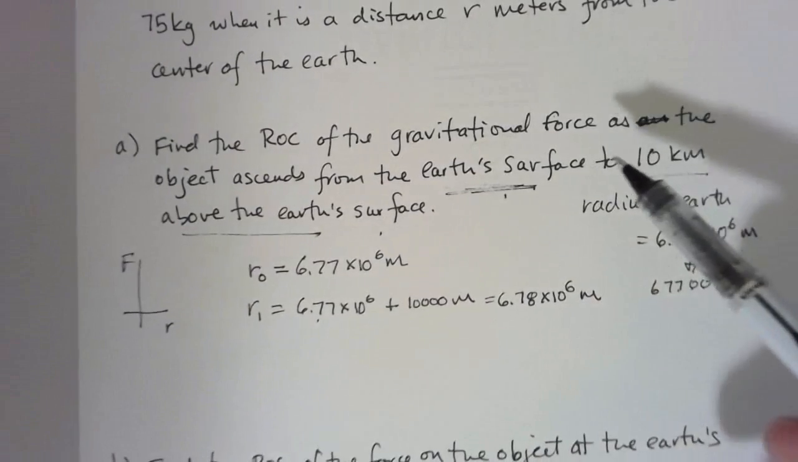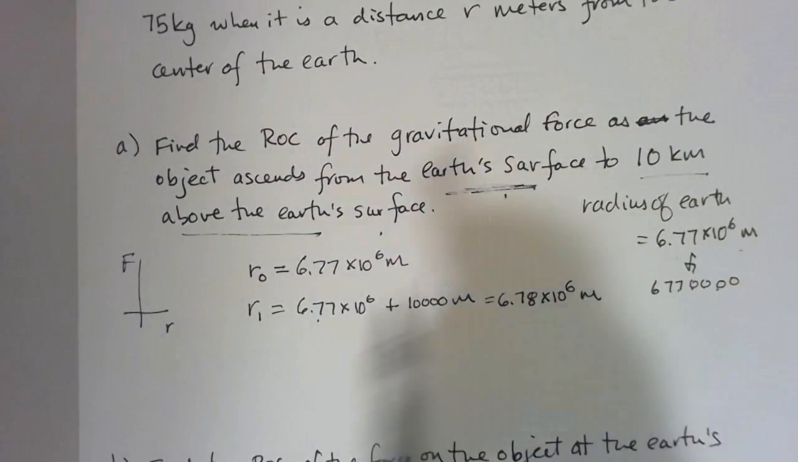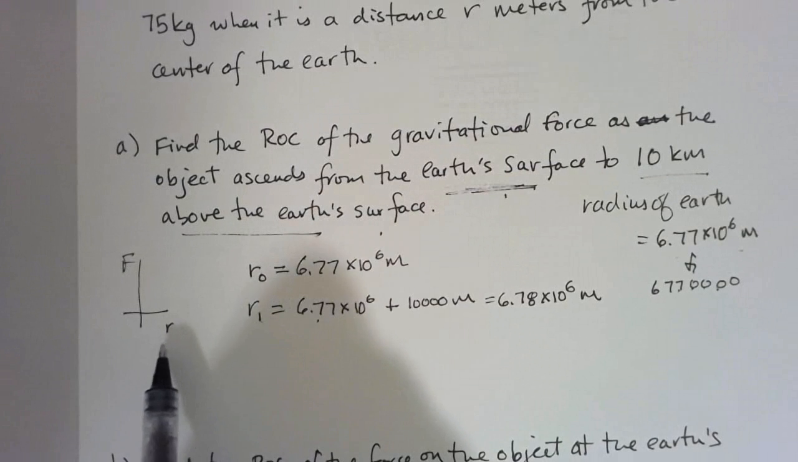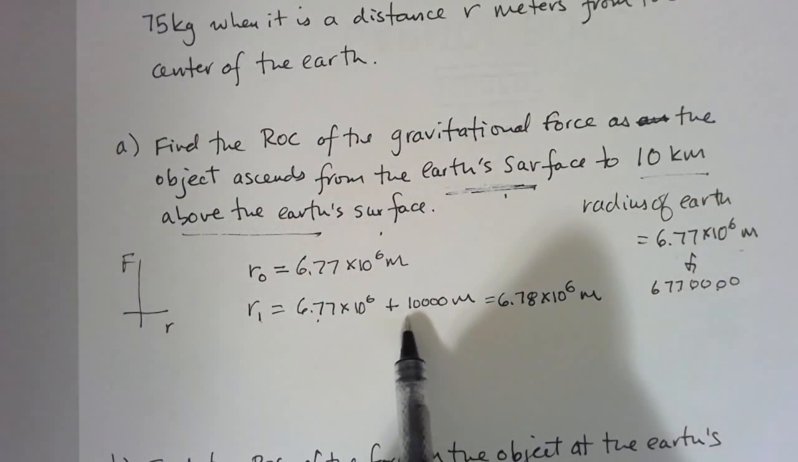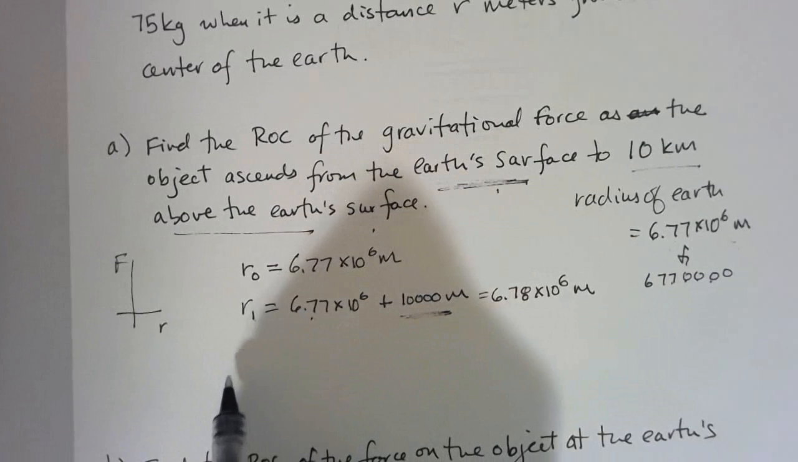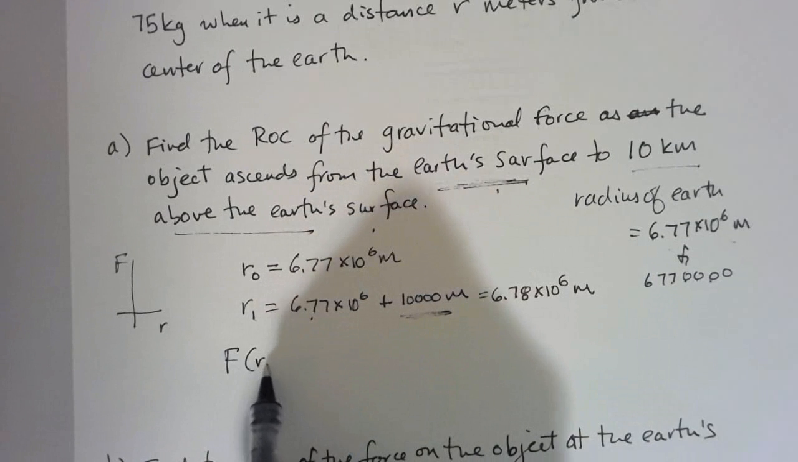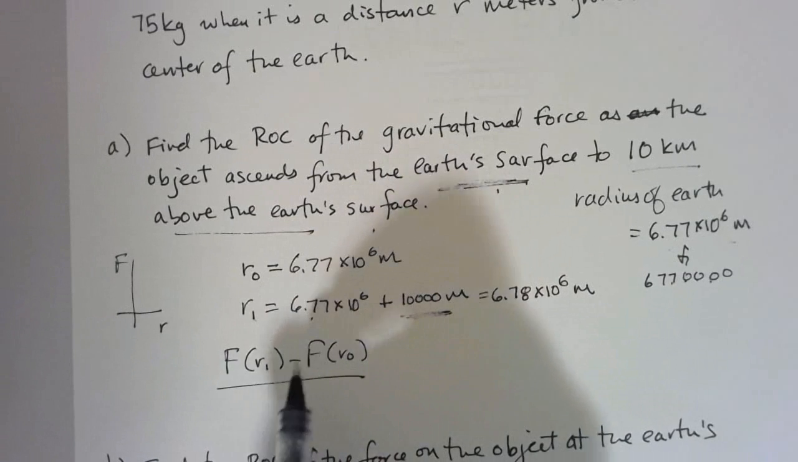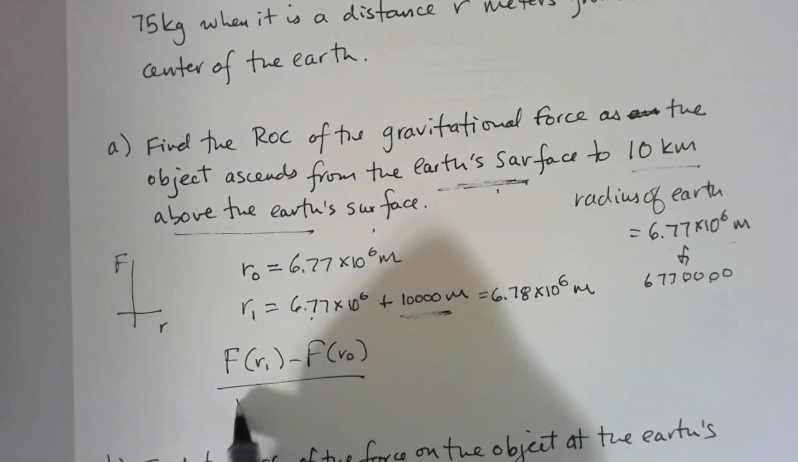So, I want to know the rate of change of the gravitational force. So I want the change in force between these two values. And then I want the change in the radius. And the change in the radius is clearly 10,000 meters. So I want F of R1 minus F of R0 over R1 minus R0.